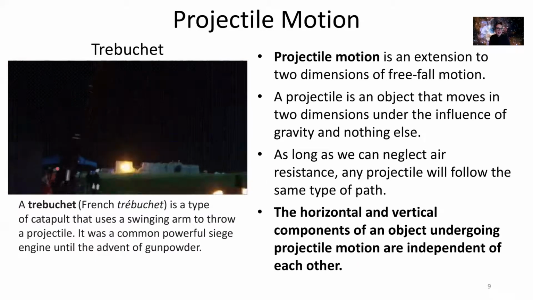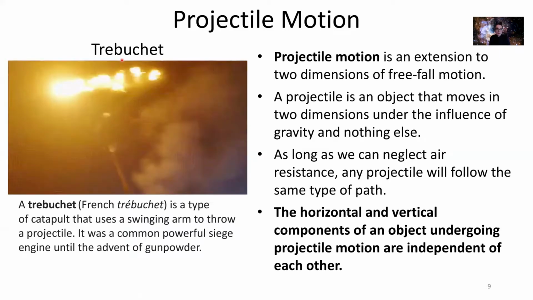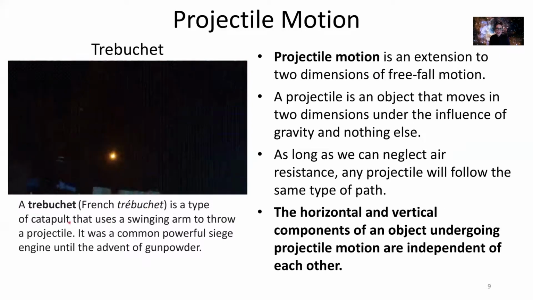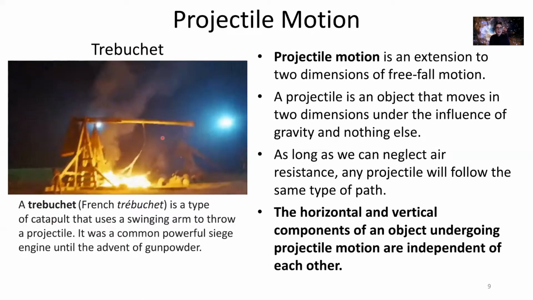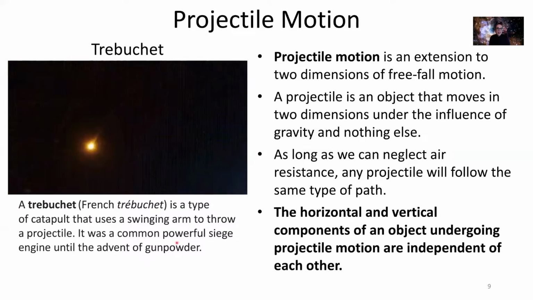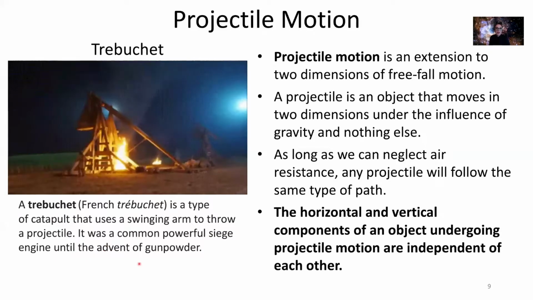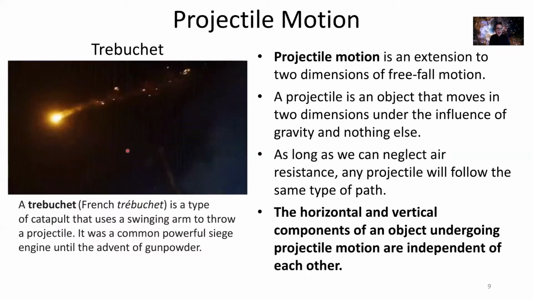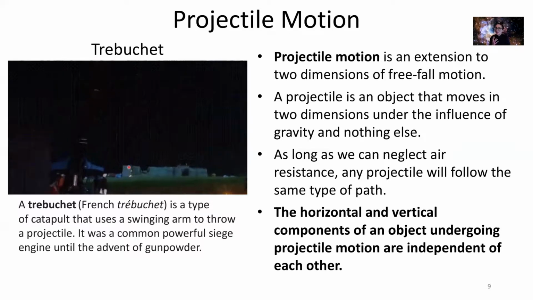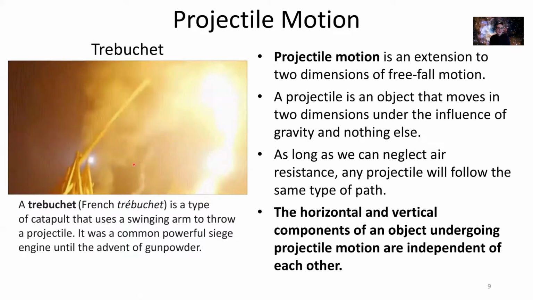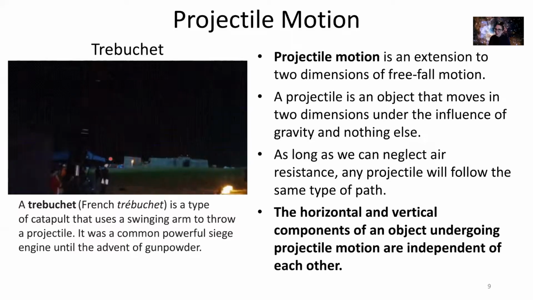And so this little video that you see here is an example of a trebuchet, which throws objects to execute projectile motion. A trebuchet, it has a French name, is a type of catapult that uses the swinging arm here to throw a projectile. It's a powerful siege engine that was used in war up until the advent of gunpowder. So you have this little arm that you pull back and you put something heavy in the end of it, or you can light it on fire, and then you let it go and it launches an object through the air and will hit your enemy on the other side.